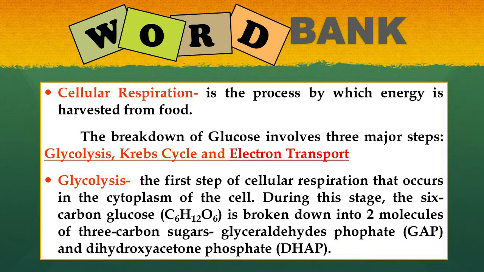Glycolysis is the first step of cellular respiration that occurs in the cytoplasm of the cell. During this stage, the 6-carbon glucose, C6H12O6, is broken down into 2 molecules of 3-carbon sugars, glyceraldehyde phosphate or GAP, and dihydroxyacetone phosphate or DHAP.